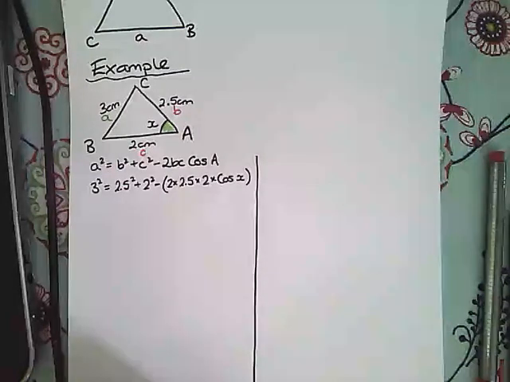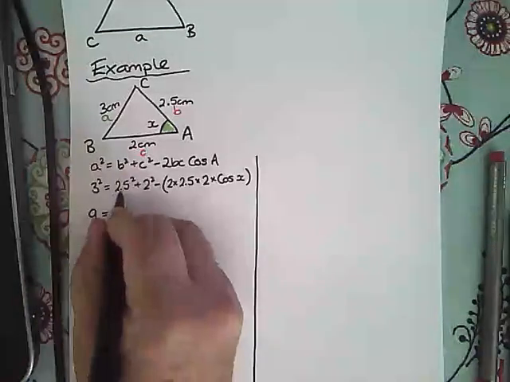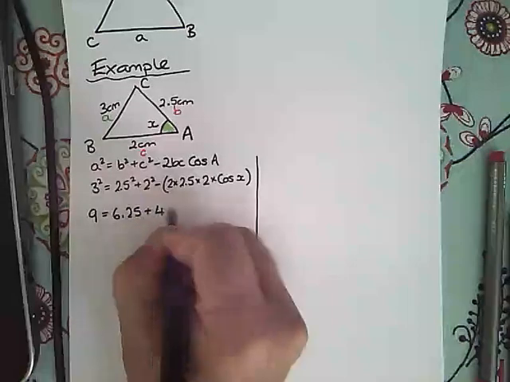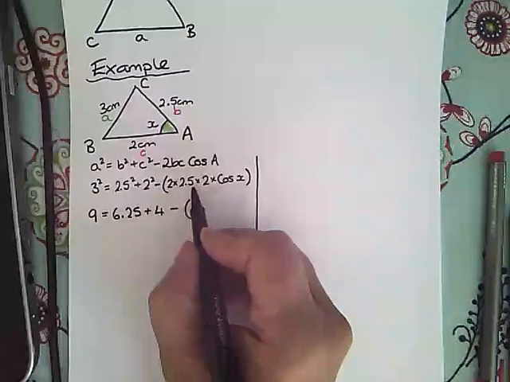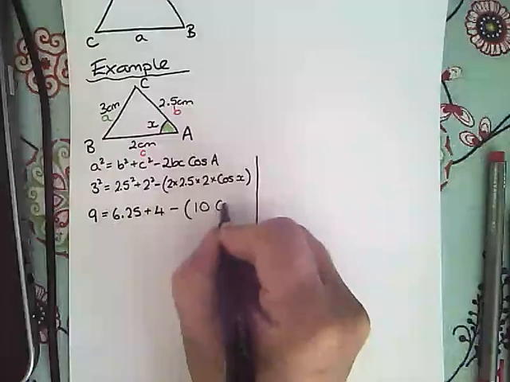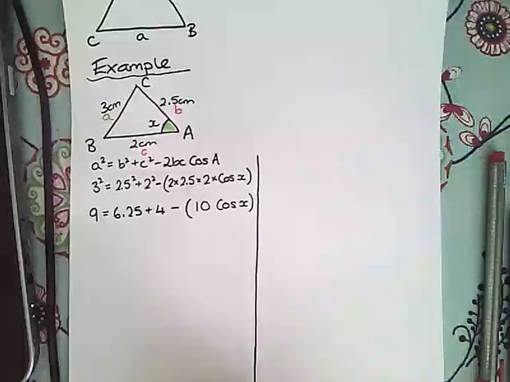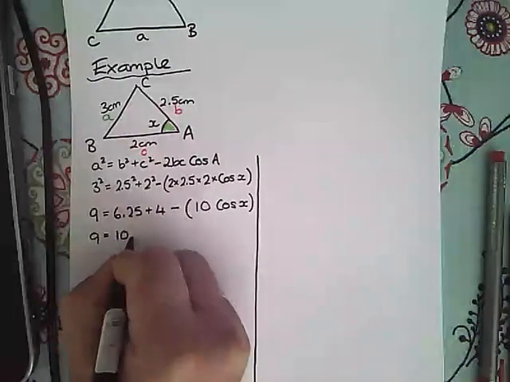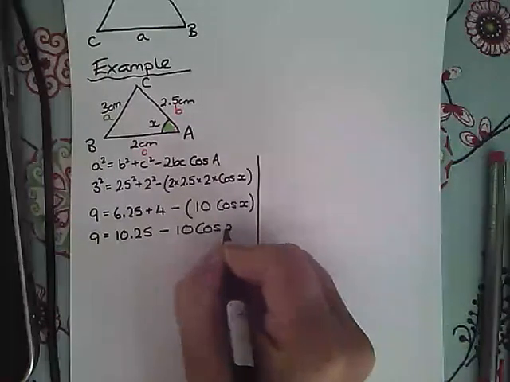with showing every stage. So 3 squared is 9, and that is equal to 2.5 squared, which is 6.25, plus 2 squared, which is 4. Take away, and then 2 times 2.5 is 5, 5 times 2 is 10, so 10 lots of cos x. And remember, we are trying to find out x. Tidy this up. 9 is equal to 10.25, take away 10 lots of cos x.